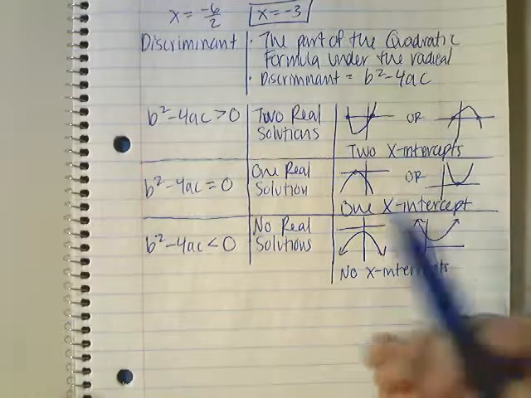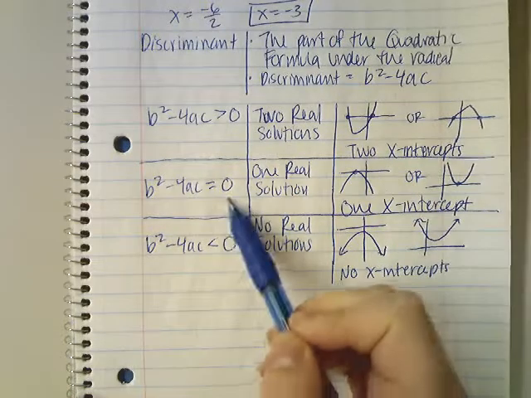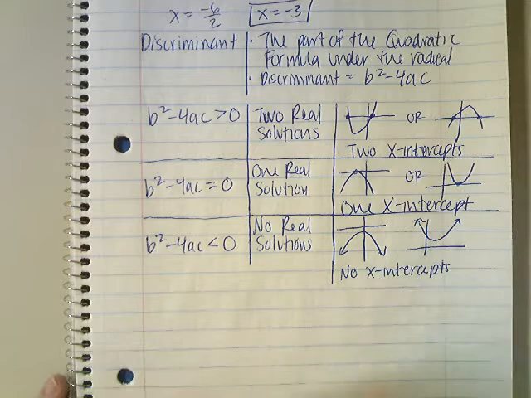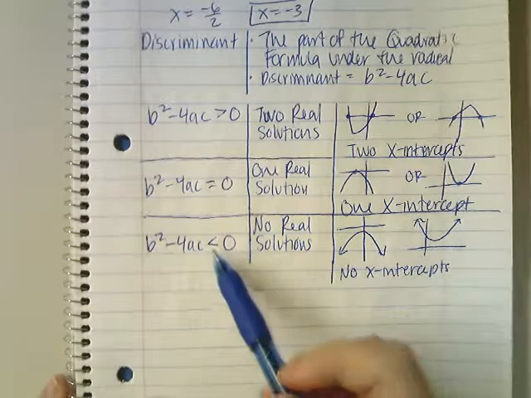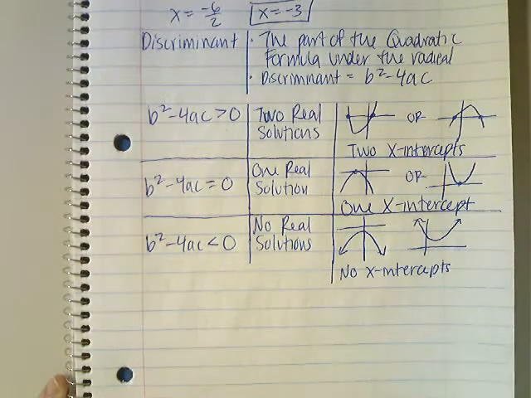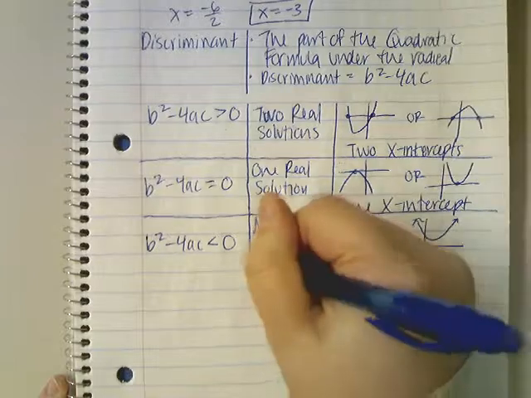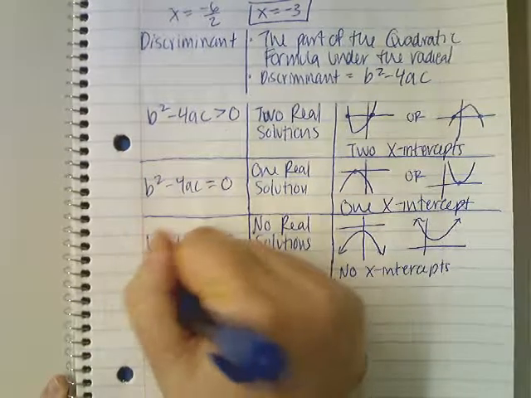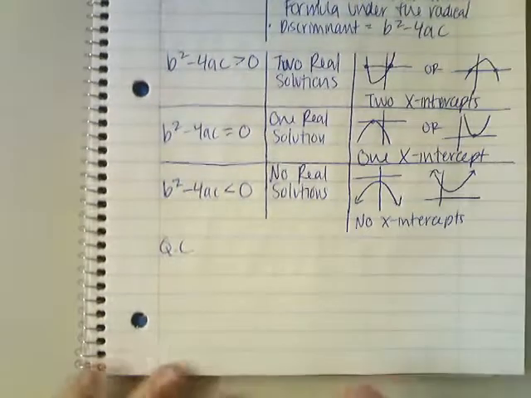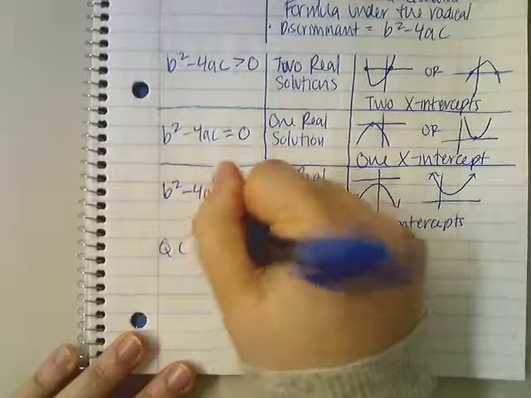So positive, we get two solutions, the plus or minus solution. Equal to 0, there's only one solution because plus or minus 0 is the same thing. And if it's negative, then we can't have a solution because we can't take the square root of a negative. So we're going to do a quick check with that just to make sure everyone's understanding what I'm talking about.